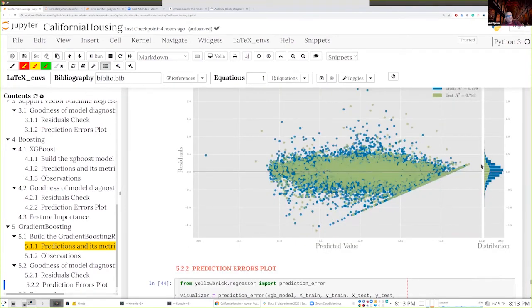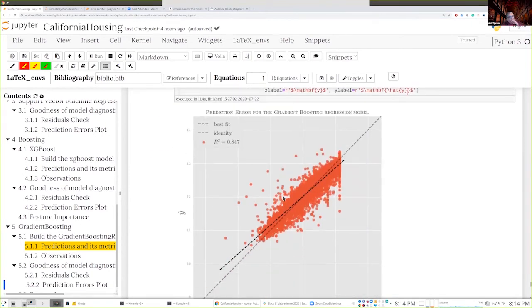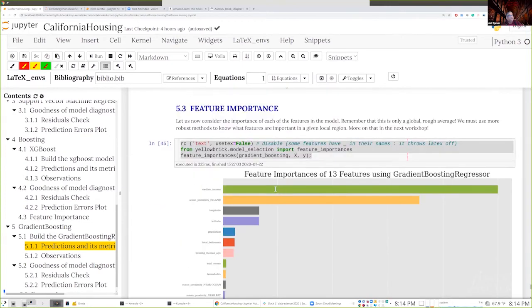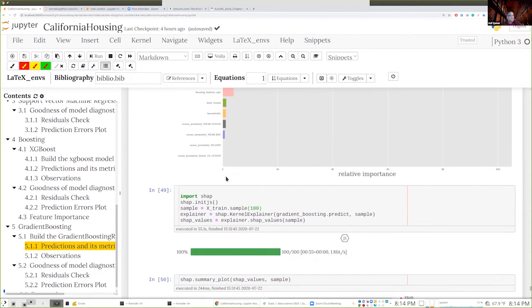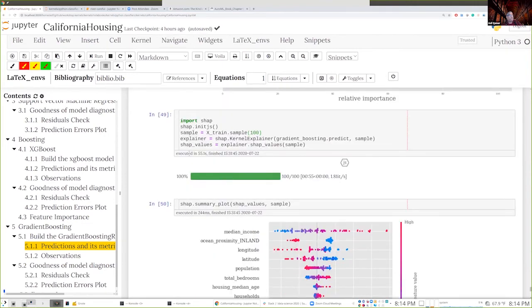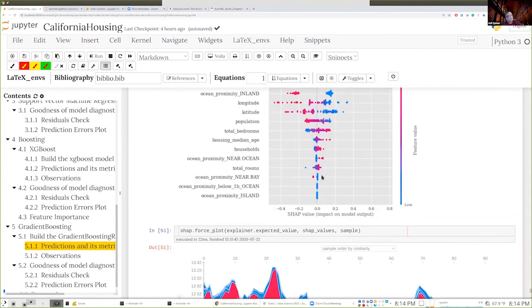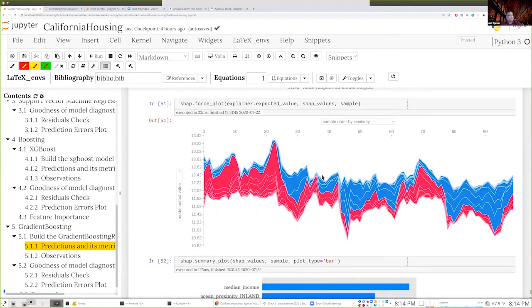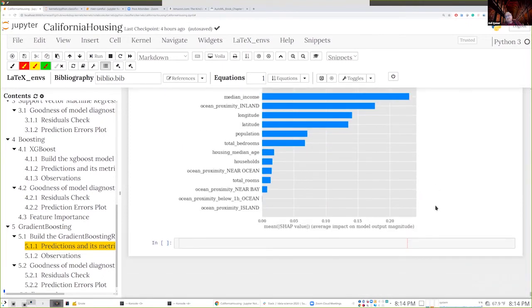You don't see any heteroscedasticity. You see a normal distribution of the residuals, and more or less a 45-degree angle between the two. Feature importance using Yellowbrick is here. And then remember the Shapley approach that I taught you, the more sophisticated way of finding the interdependence and the feature importance. So this is it. And so that is it, guys.